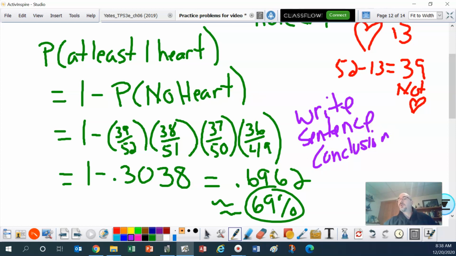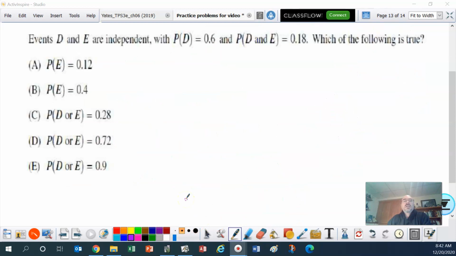I might be spelling conclusion wrong, but all right, write the sentence conclusion. So the probability of getting at least one heart is about 69%. All right, ladies and gentlemen, let's take a look at this one.